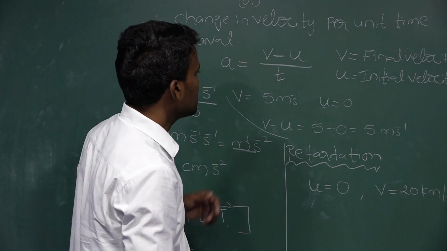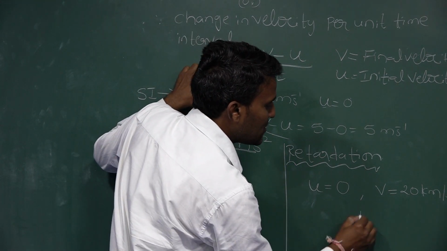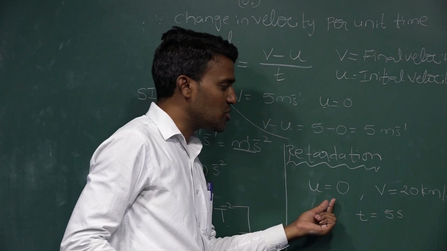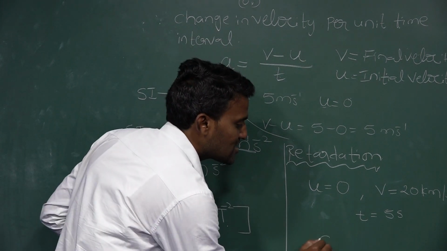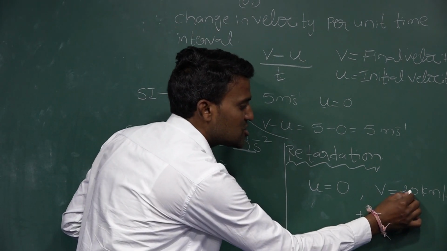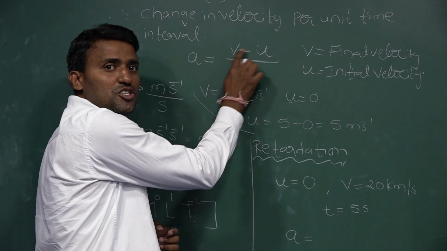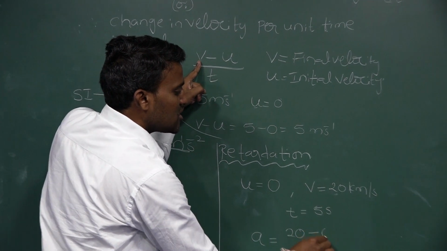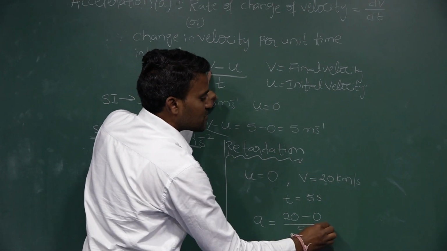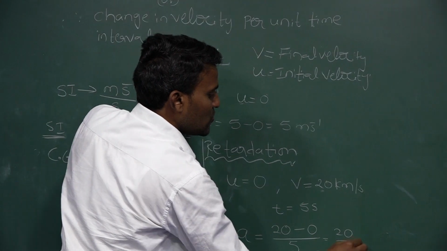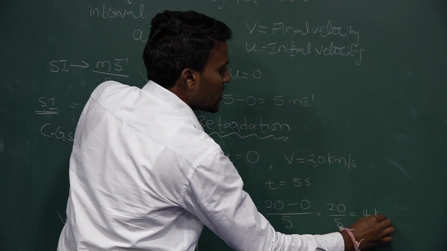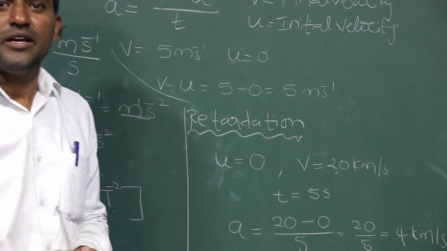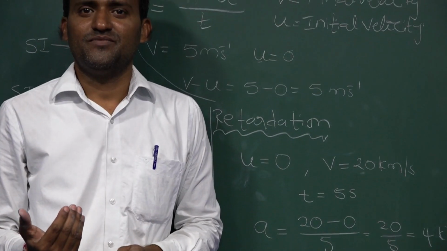We know the formula for acceleration. In how much time? t is equal to 5 seconds. In 5 seconds only they are going from 0 to 20 kilometer per second. So acceleration is equal to final velocity minus initial velocity, divided by time. Here the final velocity is 20, the initial velocity is 0, and the time interval is 5. So 20 divided by 5 is 4 kilometer per second.